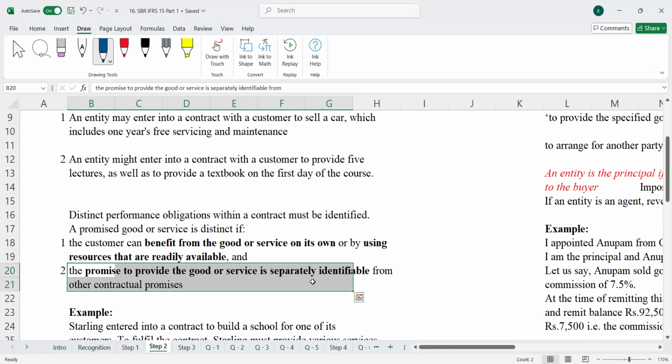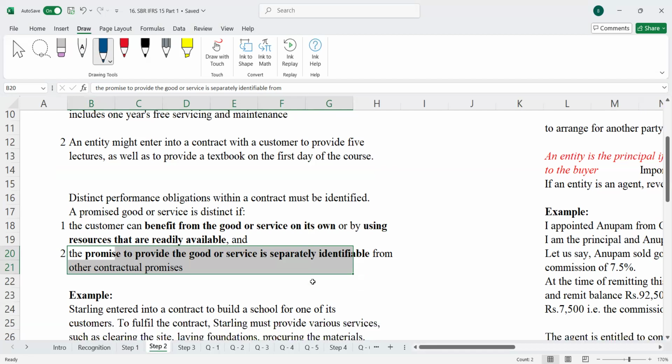So here I have two performance obligations, not one. That is supply of laptop and supply of mobile phone, even though both of them are written in one contract only. Understood? Tell me if you have any doubts or questions.